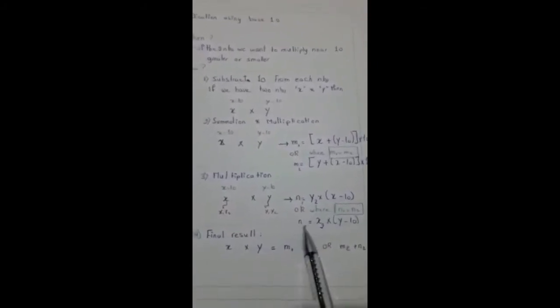The third step is multiplication. Here we have x and y. We have calculated from the first step m1, m2, x minus 10, y minus 10. From the definition, the numbers can be made up of two digits. So if it's made up of two digits, we have x, the one's digit is x2 and the tenth digit is x1. The one's digit of y is y2 and the tenth digit is y1. n1 is equal to the one's digit of y, which is y2, times x minus 10, and n2 is equal to the one's digit of x, which is x2, times y minus 10.